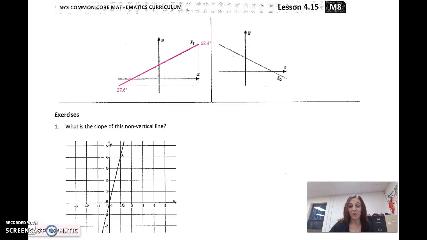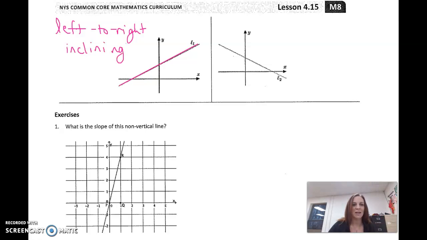And again, we're going to read graphs from left to right. What we want to see is this line, as we look from left to right, is going up. We say from left to right, it's inclining. It's on an incline. Think of a treadmill. If you put up the incline, you're going up. So it's inclining. This tells me that this is a positive slope. We're going to talk about what that word slope is, but slope is going to be that ratio. And since we're going up from left to right, my number that represents that is going to be positive.